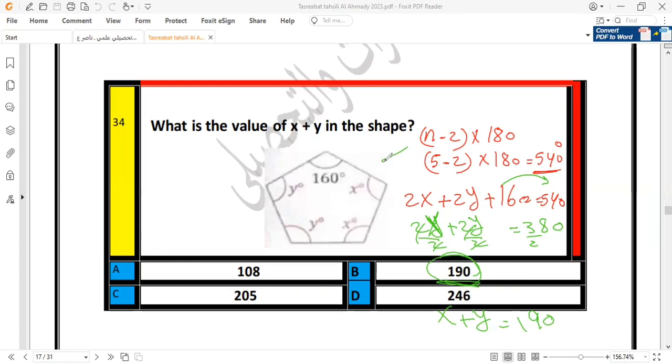Okay, from this rule n minus 2 times 180. 5 minus 2, 3, 3 times 180 equals 540. Then subtract 160 to find 2x plus 2y, and then you can factor out 2, like here x plus y equals 380 over 2. So divide both sides by 2. Okay, it's going to be 190.